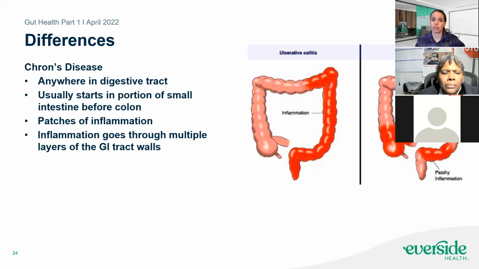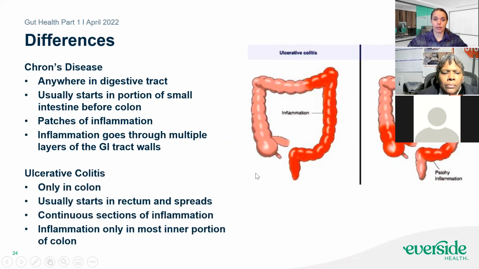It usually starts in part of the small intestine before it gets to the colon. Usually it's in the intestines, but it can happen anywhere along the whole thing. You get patches of inflammation, and the inflammation goes through multiple layers of the GI tract wall. So you'll see that more on the next slide. You can also get these little strictures, which you'll see why.